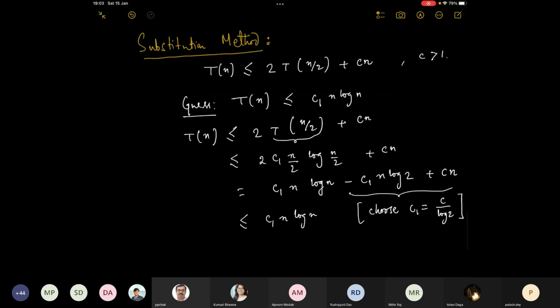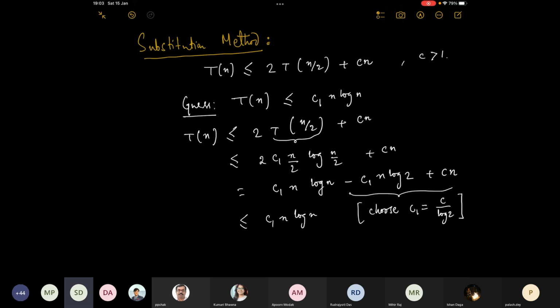So whenever you have an upper bound or any bound, and you are not sure yourself, then you can simply test it using substitution method. Questions on substitution method?